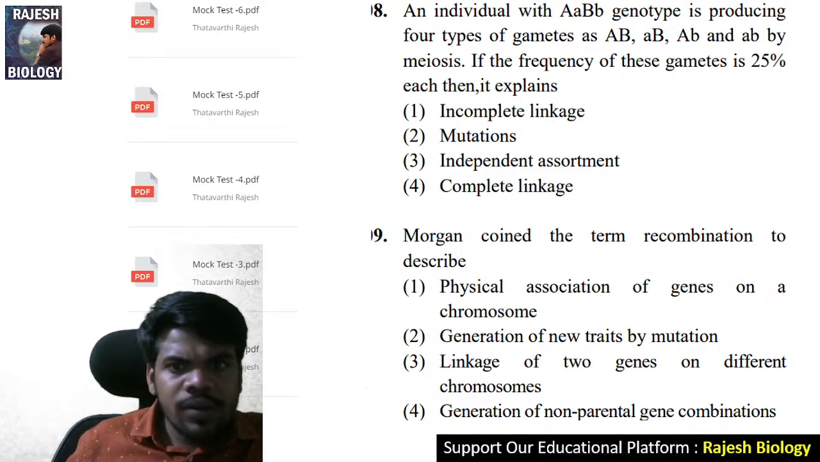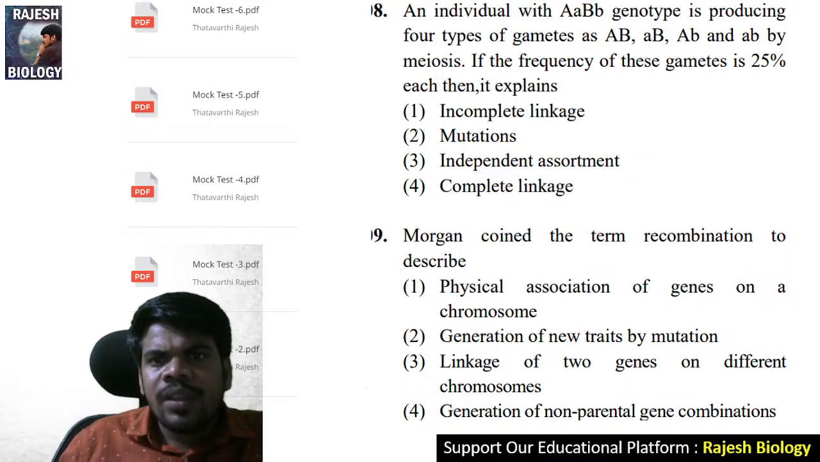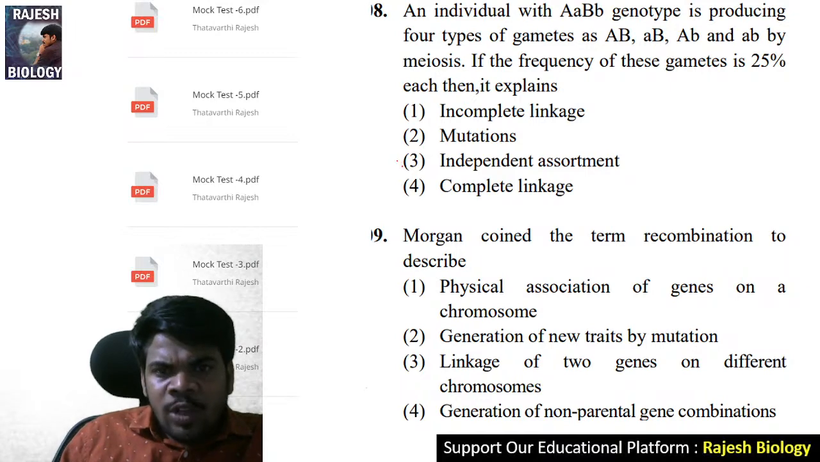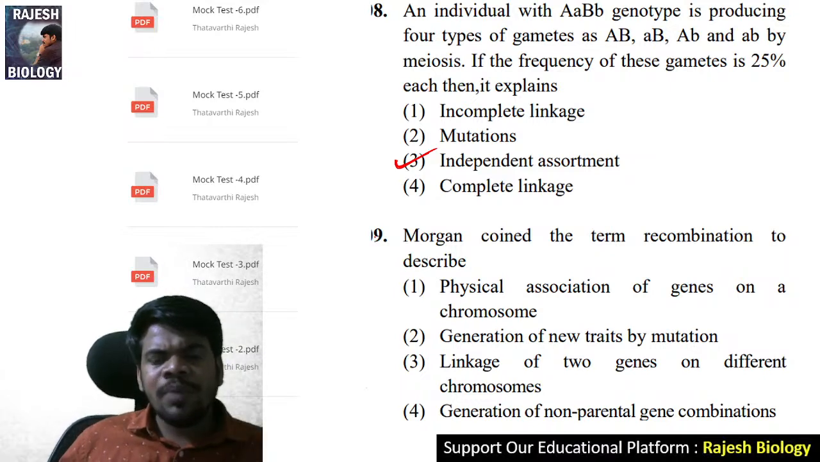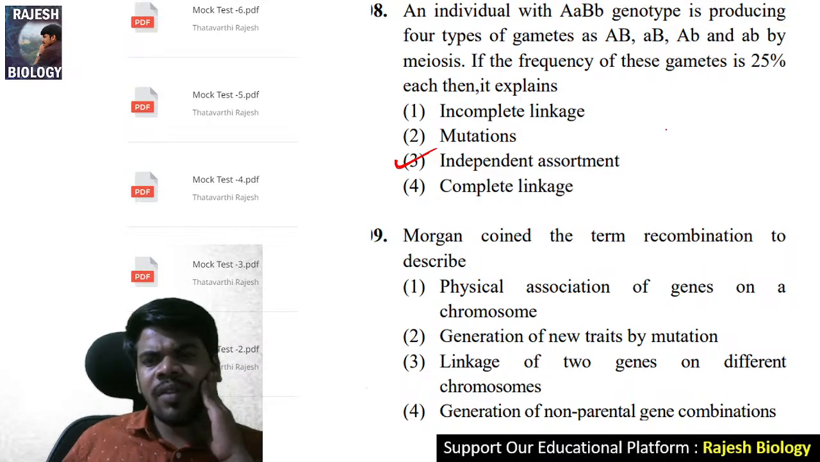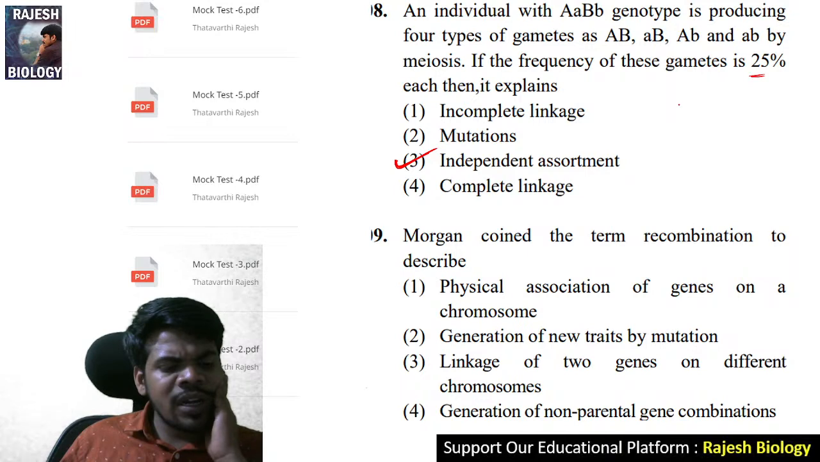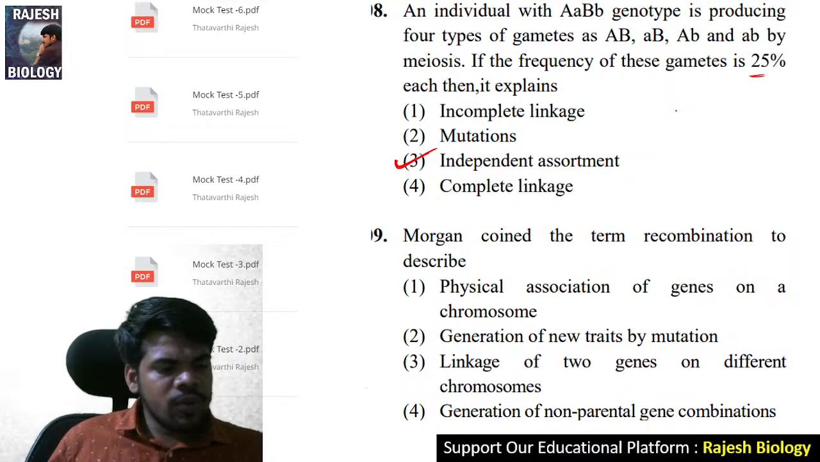Yes, eighth question. It is not complete linkage, Chandrika. It is independent assortment. How is it complete linkage? There is no linkage actually. If for everything there is a 25% chance, that means independent assortment. Come to the ninth question.